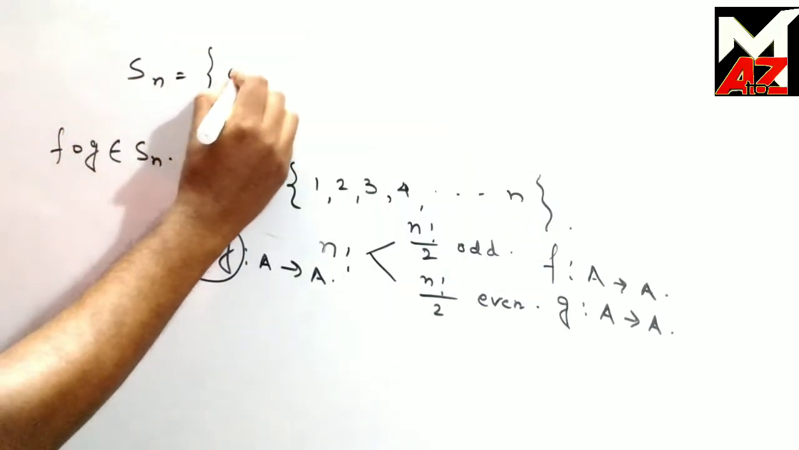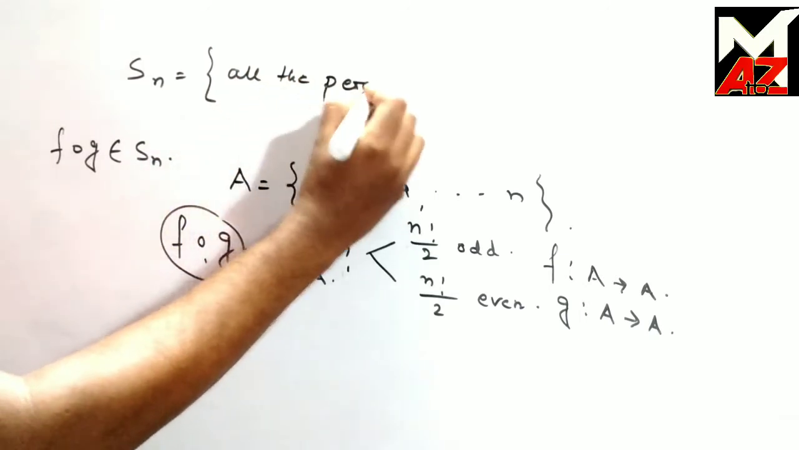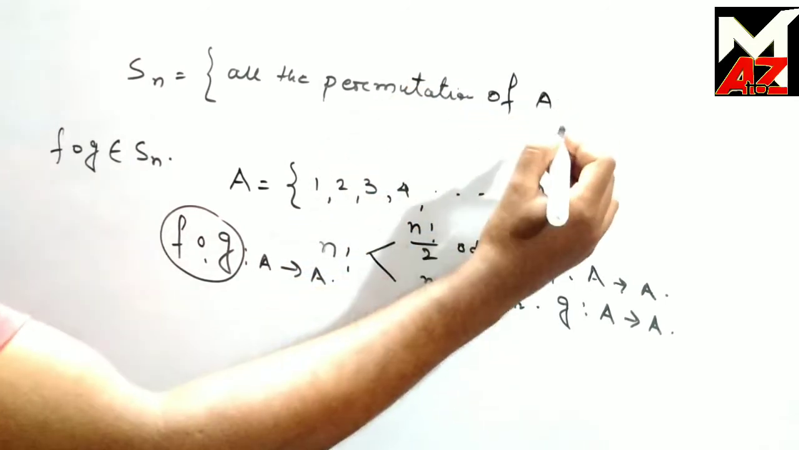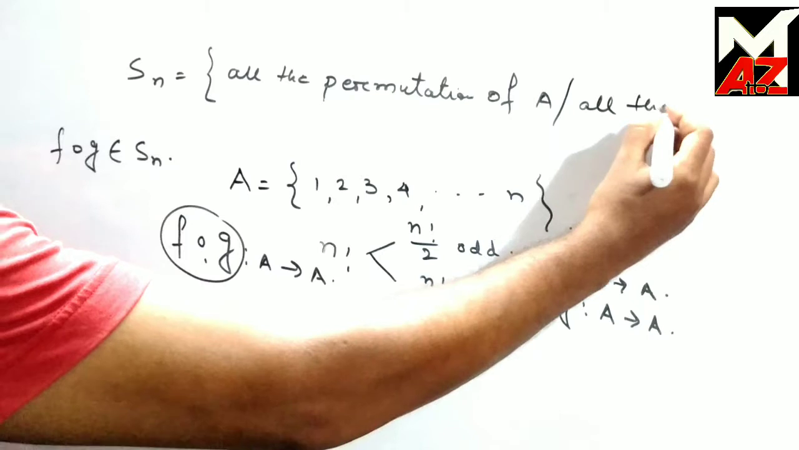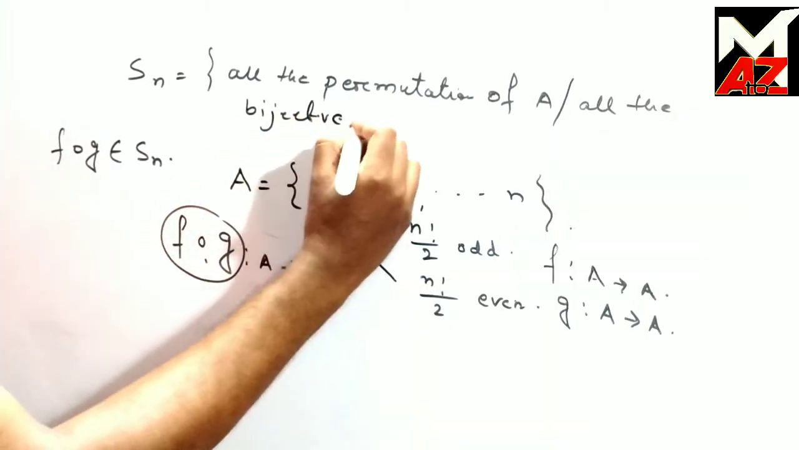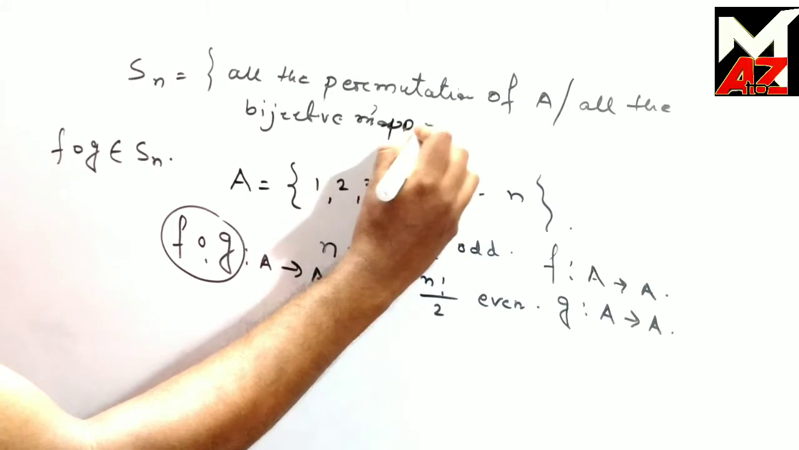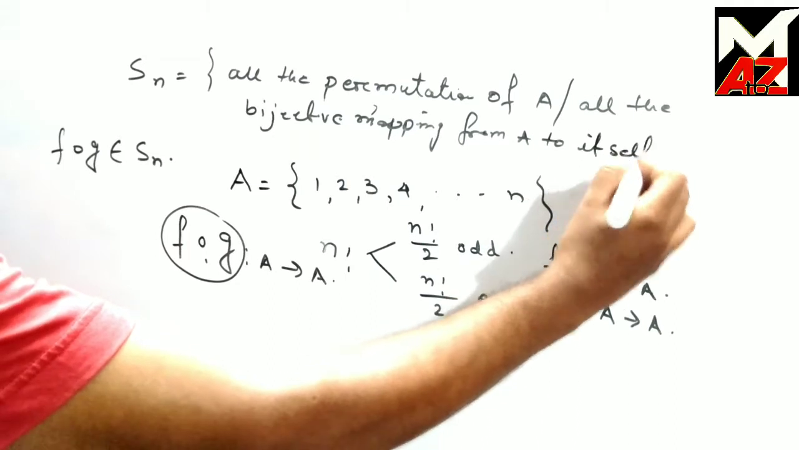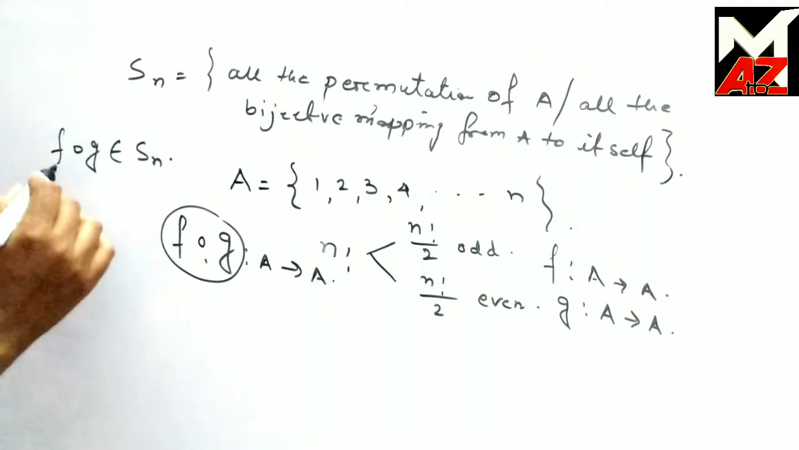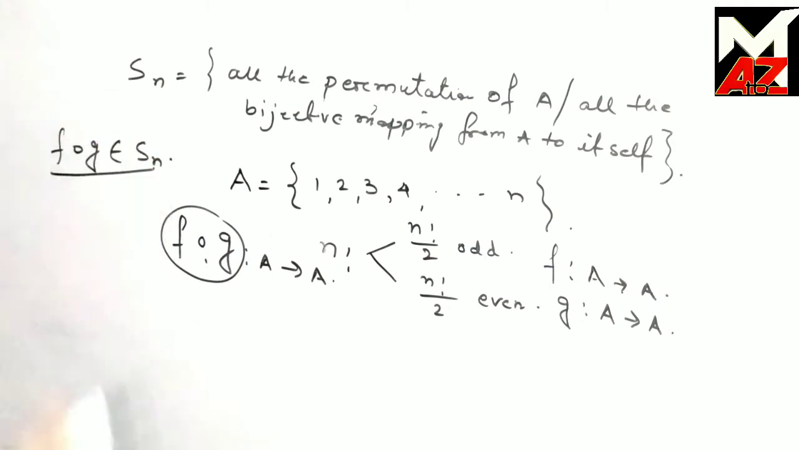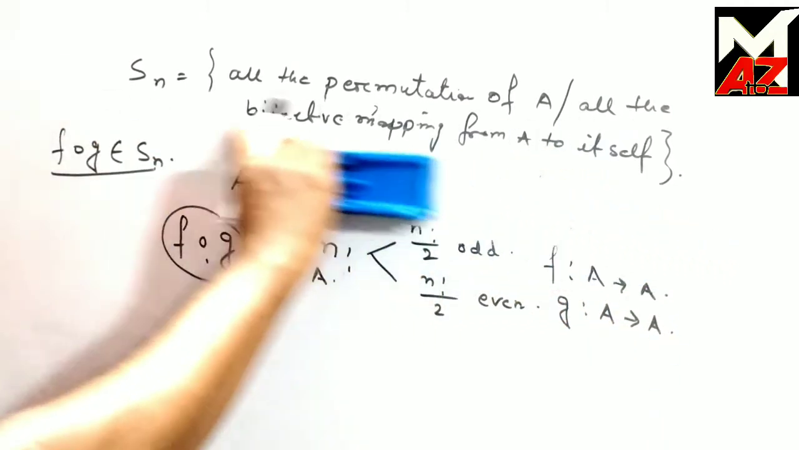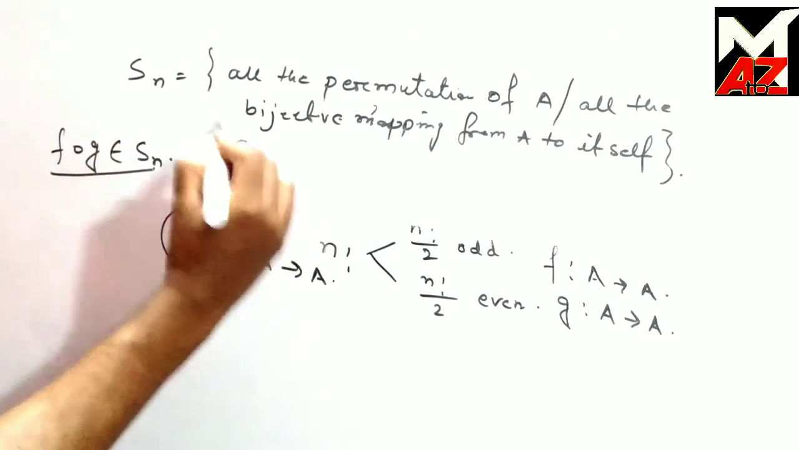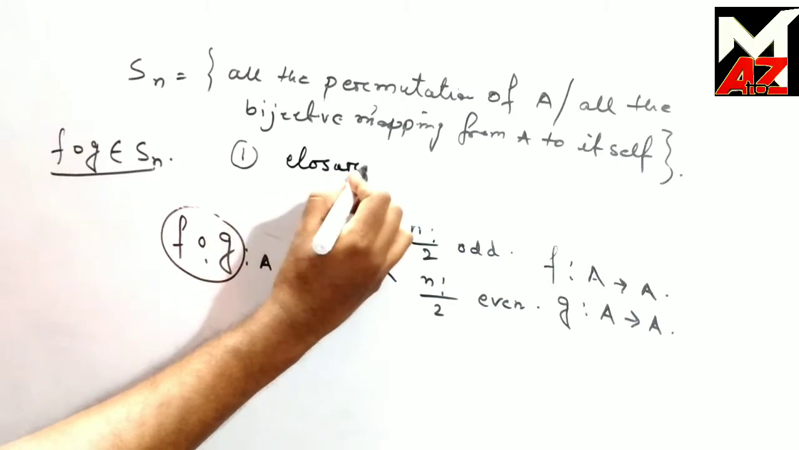since Sn contains all the permutations of A, that is, all the bijective mappings from A to itself. Okay, so from this property we say that Sn is closed. So the first property of the group, that is closure, holds.